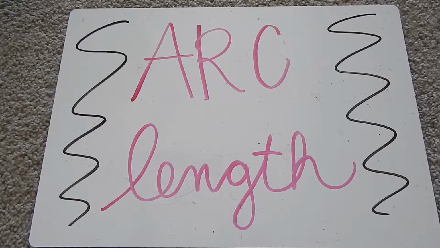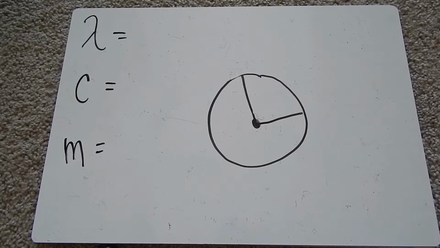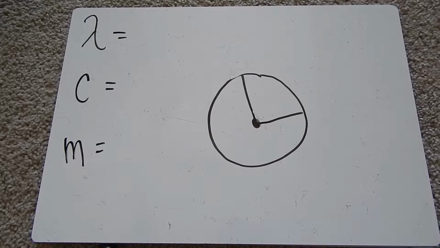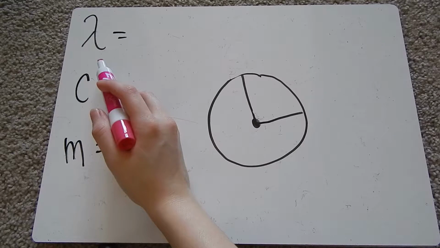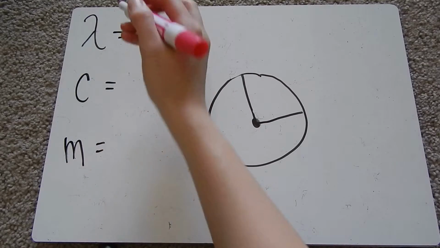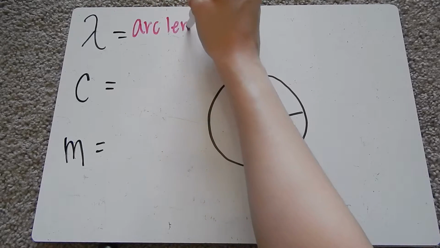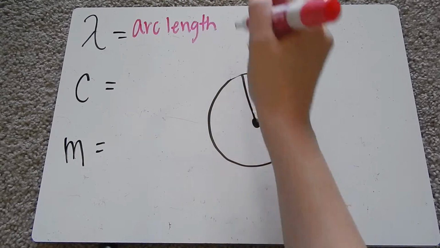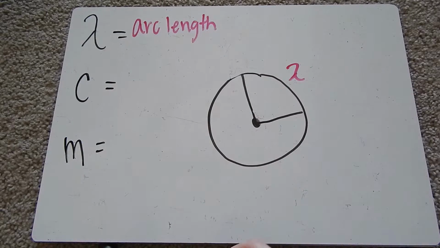Today's lesson is over arc length. Let's first go over our formula to solve for arc length. I first want to define some variables. This right here is the Greek letter lambda, and that's going to stand for our arc length. On our circle, lambda is located here.